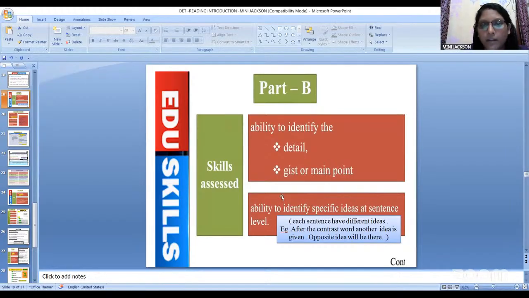Here we know that contrast words are there. Positive thoughts may be given in the first lines, but then after contrast words like however, but, although, it's going to be a negative expression. Excuse me, Mini. The screen cannot be seen. It's showing very small at the top.